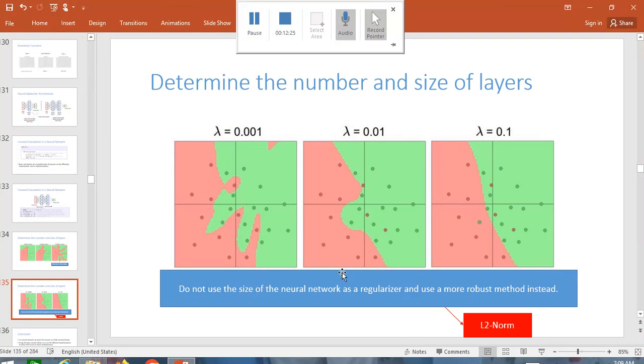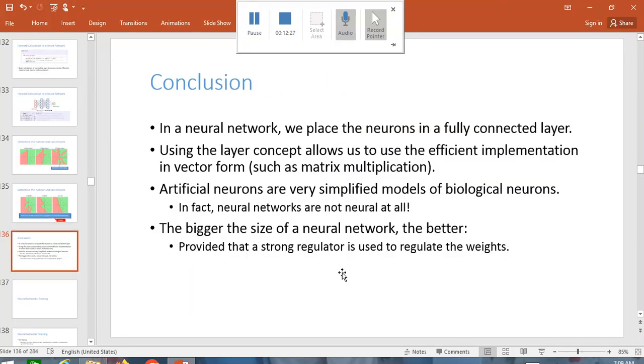You may think that since the increase in the number of neurons caused the problem of overfit, we can prevent the occurrence of overfit by reducing the number of neurons. This is wrong, because by reducing the number of neurons, we reduce the power of the neural network. Instead, we should use a stronger regularization to have a strong neural network and not get involved with overfit.